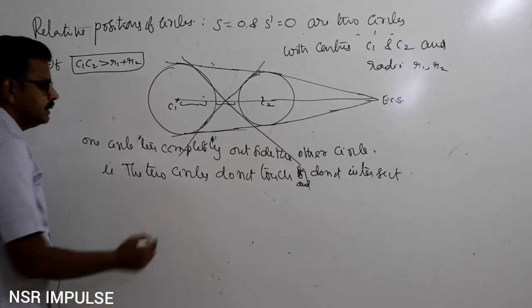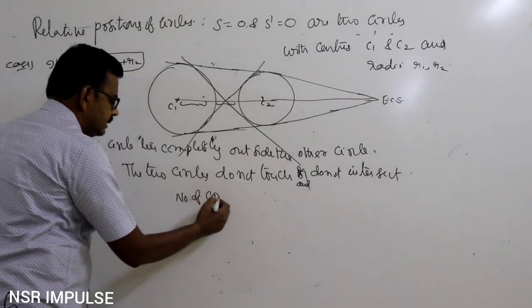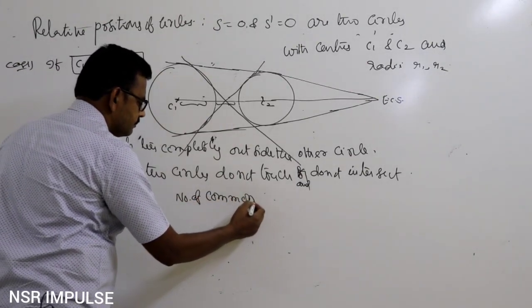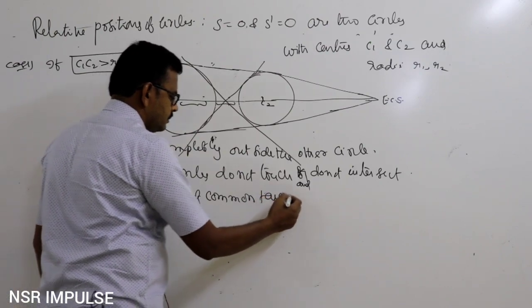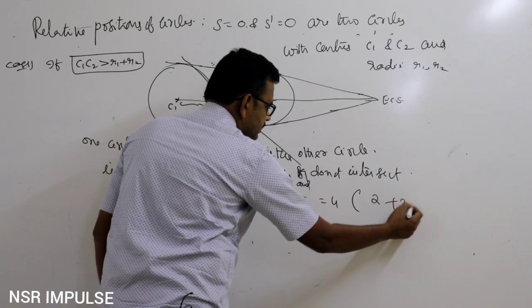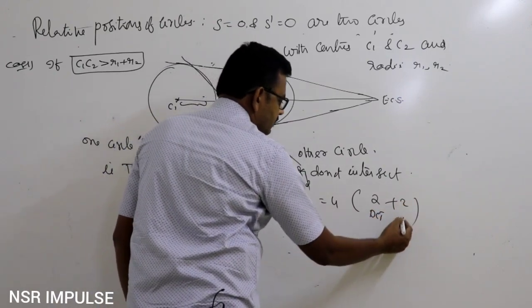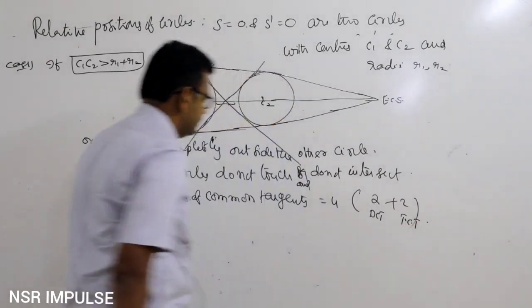So in this case, the number of common tangents is 4. That is 2 plus 2: 2 direct common tangents and 2 transverse common tangents.